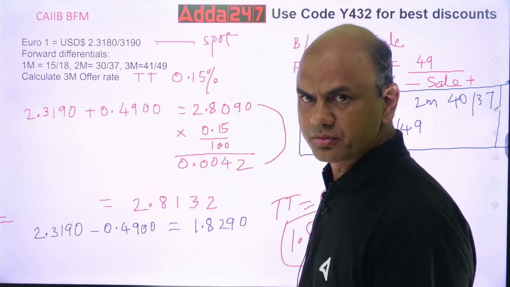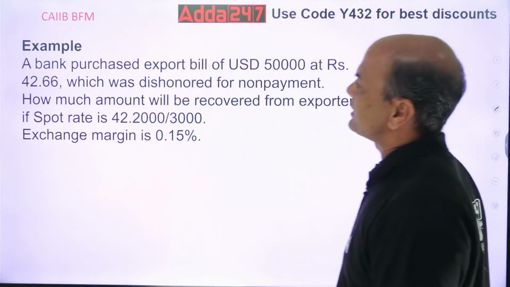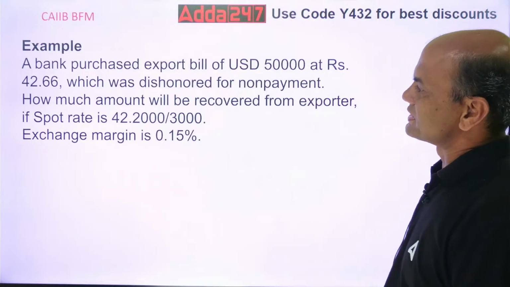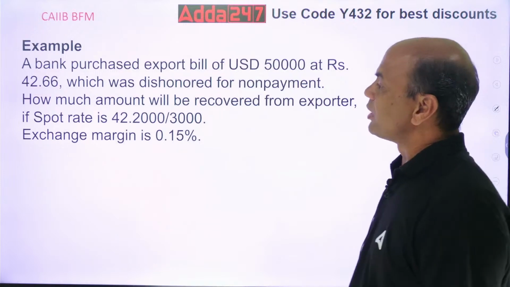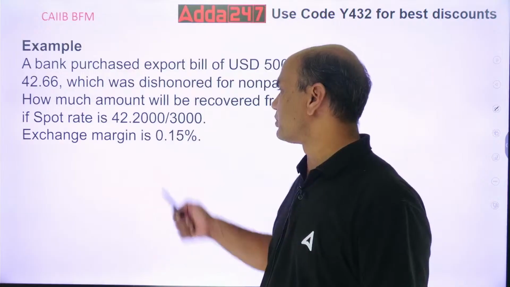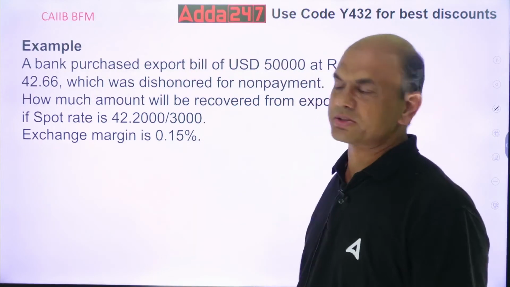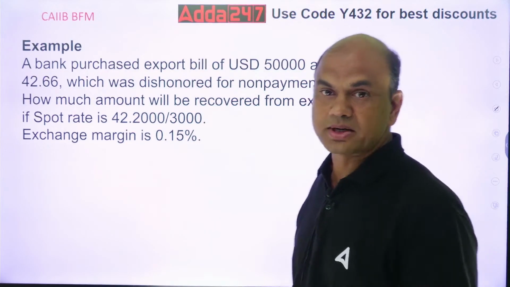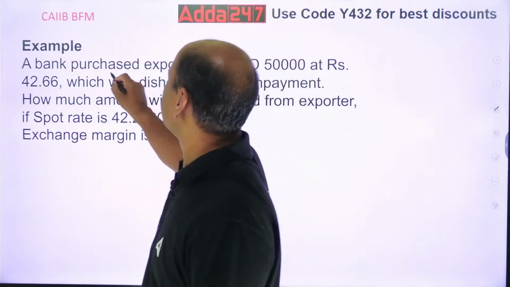Done. Move. Next. A bank purchases export bill of USD 50,000 at rupees 42.66, which was dishonored for non-payment. How much amount will be recovered from the exporter if the spot rate is 42.2030? Exchange margin is 0.15%. See, purchased an export bill. So when you purchase an export bill, it's basically a buy transaction. So you have done a purchase over here, buy.